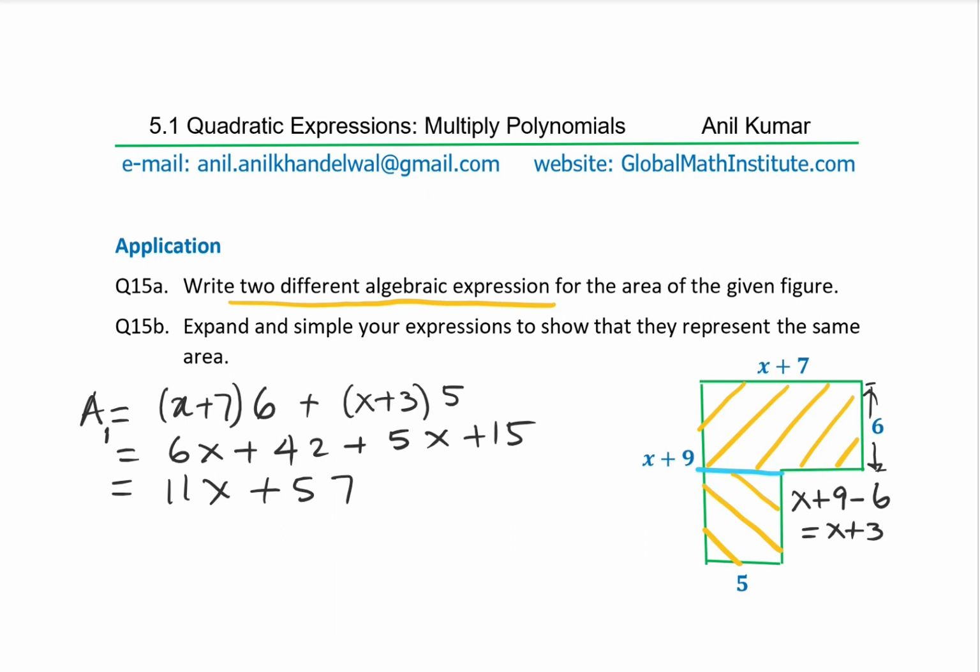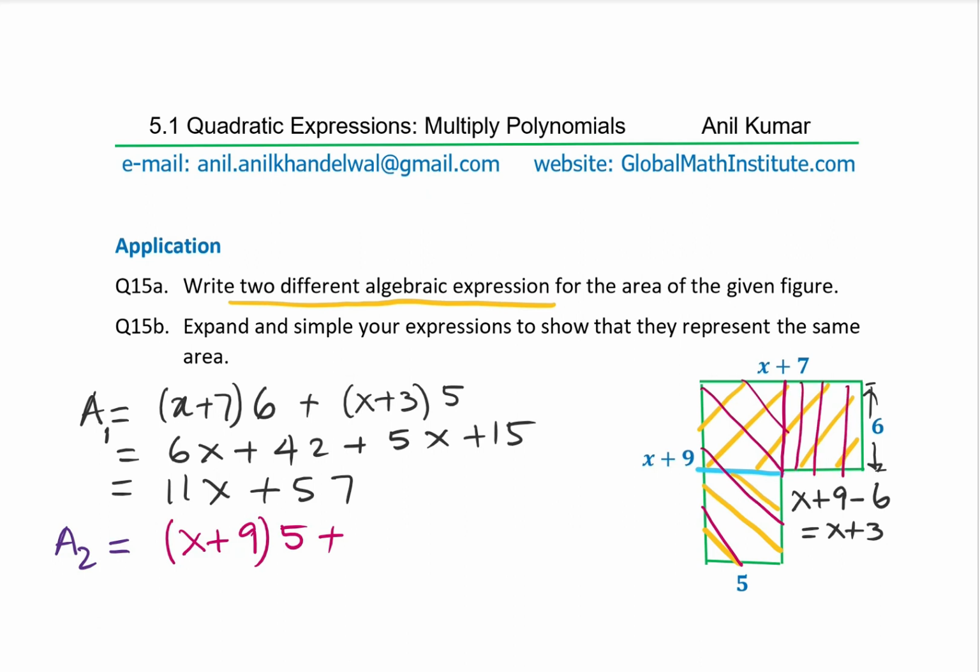Now, can you divide this into a different form? Of course we can. Let's do it in a different way. So let me now divide it like this. In that case, I get one area which is kind of like this. Now that could be x plus 9 times 5. So I could write this as x plus 9 times 5 plus the other area, which is this one.